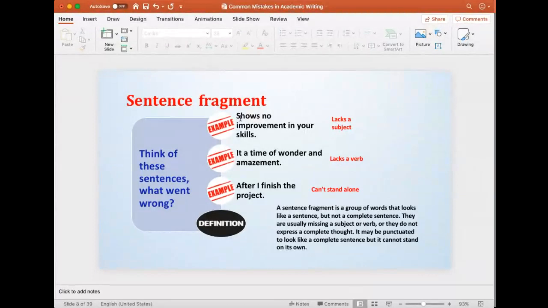So the first one here, as you can see, there is no subject. I cannot say "shows no improvement in." So here we are missing a subject. Can someone in the chat box tell me what we can use to make this a true statement? What's the right subject that we can use to fit this sentence and make it a complete sentence?